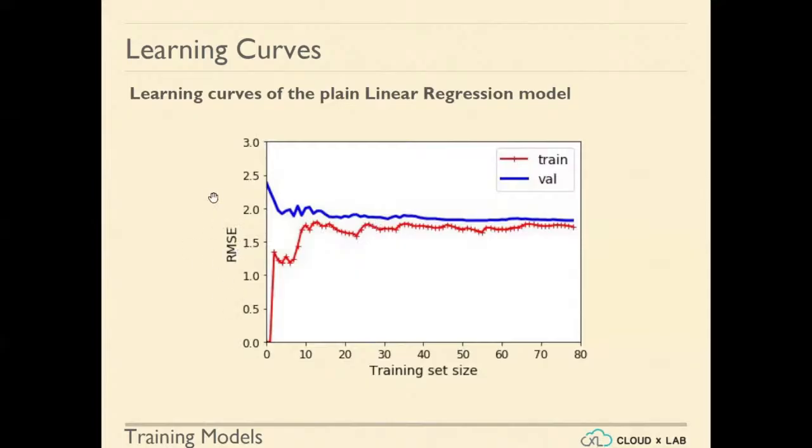So RMSE is an error. If overfitting is there, then what will happen? This red curve means the training error, right? If overfitting is there, then the training error will be small and the validation error will be high. And if underfitting is there, then the training error will be high, and at the same time the test error will be high, right?